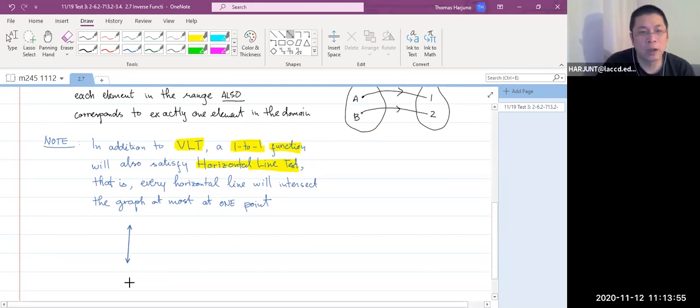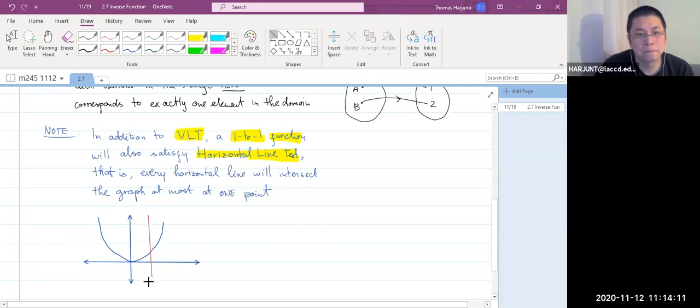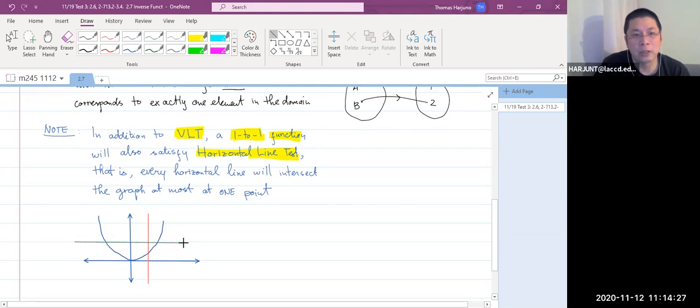For example, we have the x squared function. It is a function because every vertical line intersects the graph at most at one point. So x squared is a function of x. However, it is not one-to-one. Why? Because we can easily find a horizontal line that intersects the graph at two different points. So this is a function, but not one-to-one.